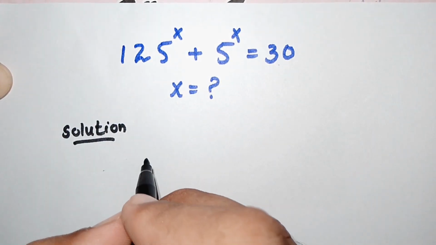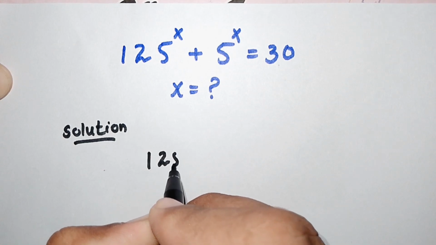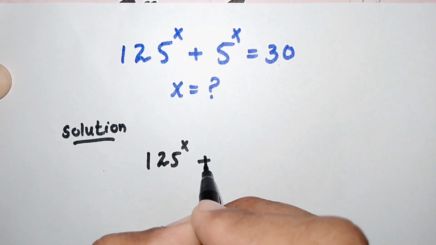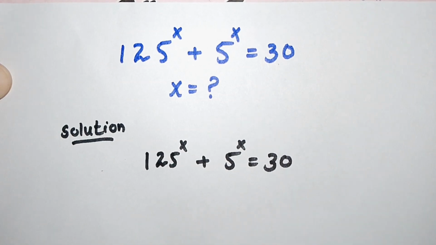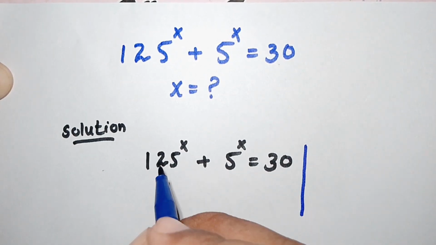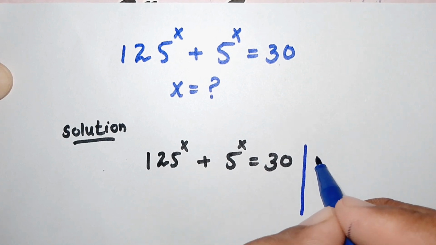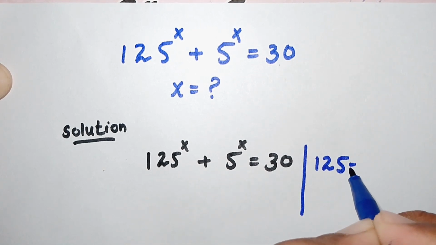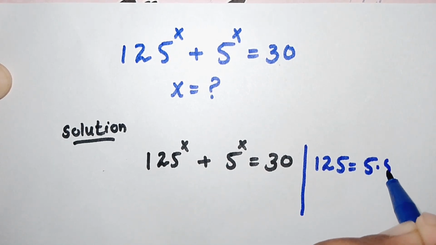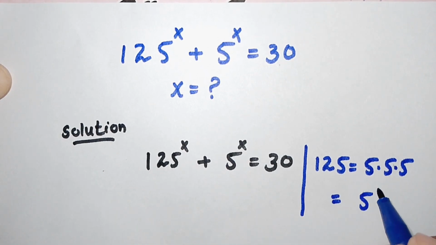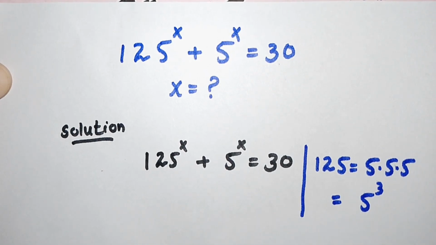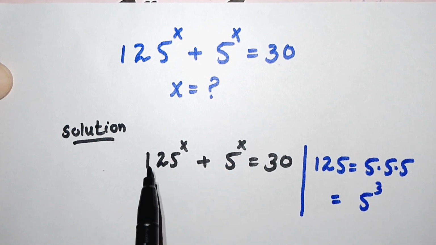So the question is 125 to the power of x plus 5 to the power of x, which is equal to 30. Now, to solve this interesting question, we know that this 125 is also equal to 5 times 5 times 5, which is equal to 5 to the power of 3. So here we have to put 5 to the power of 3 in place of 125.